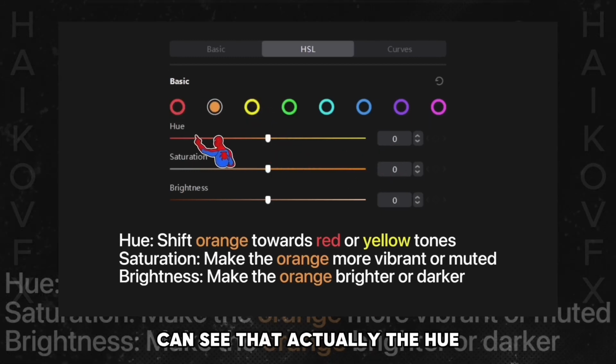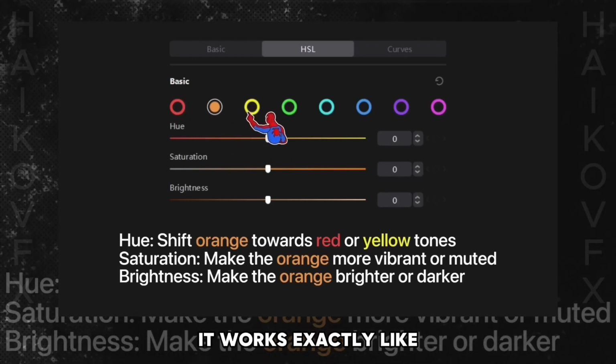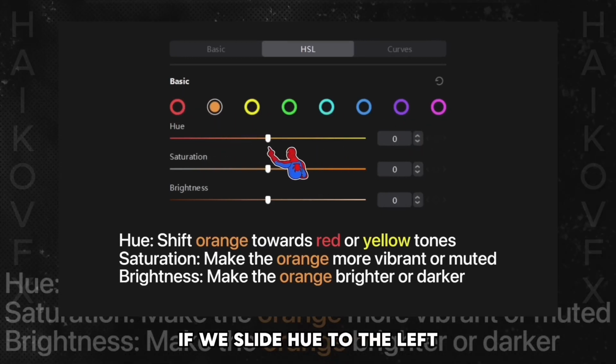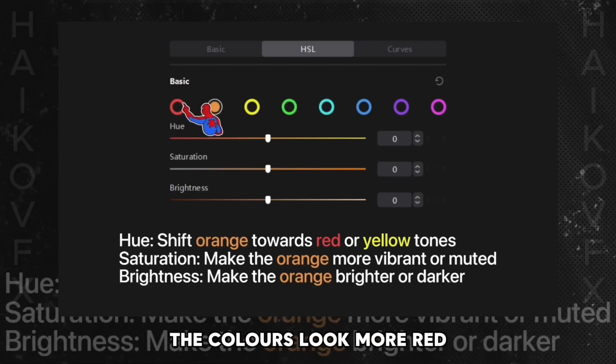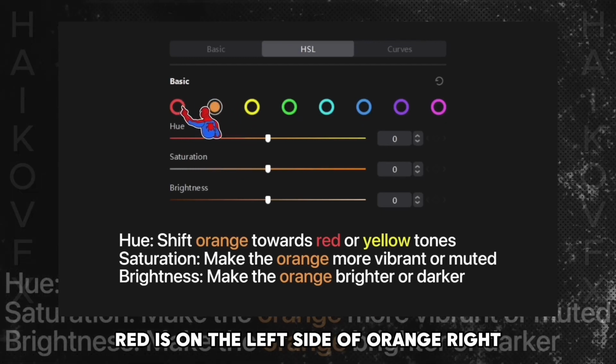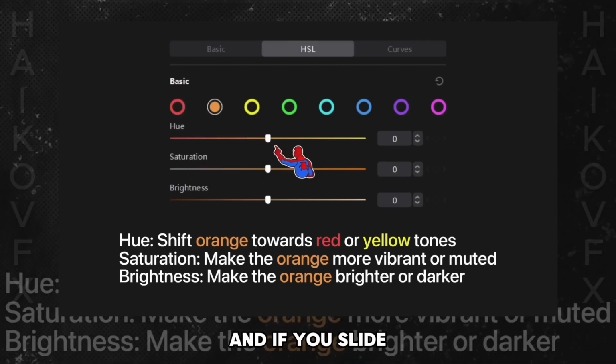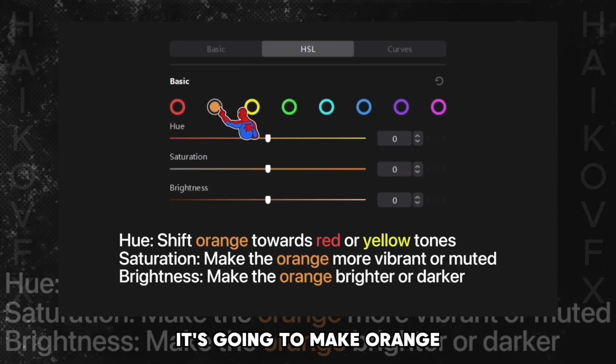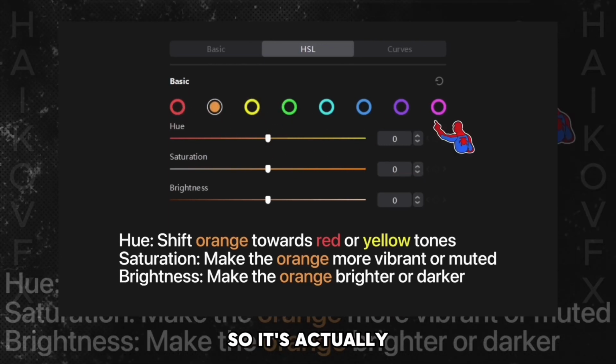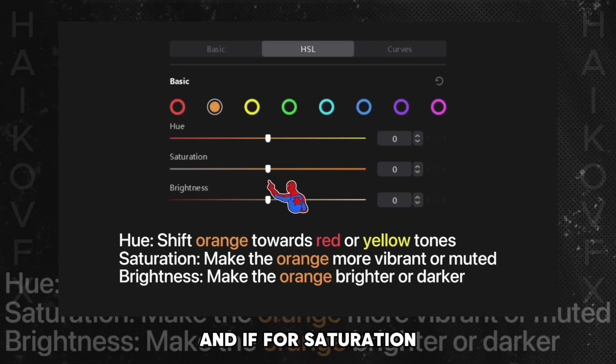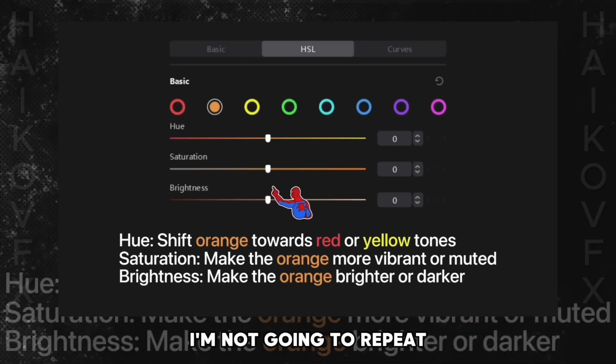So here you can see that actually the hue works exactly like how these colors are arranged. If we slide hue to the left, it's going to make the colors look more red. As you can see, red is on the left side of orange, right? And if we slide the hue to the right, it's going to make orange colors look more yellowish. So it's actually arranged in sequence. And then for saturation and brightness, you already know how it works. I'm not going to repeat.